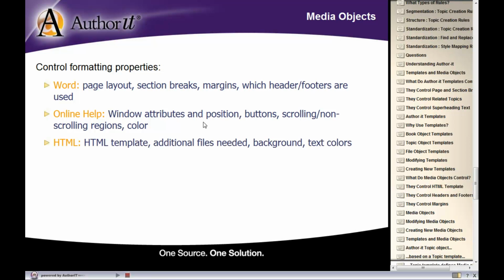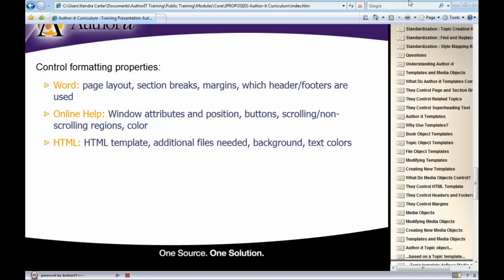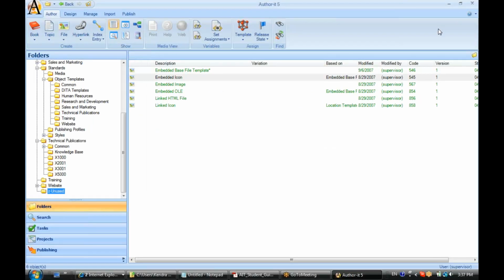And for HTML, they will control your HTML template that is used at the topic level, and I'll be showing you that tomorrow. They may also include some additional files needed by those HTML templates. They also control your background color and your text colors. And by text color, that actually means your link color, a visited or unvisited link. Those colors are controlled inside of your media object. So let's go ahead and take a look at media objects now.